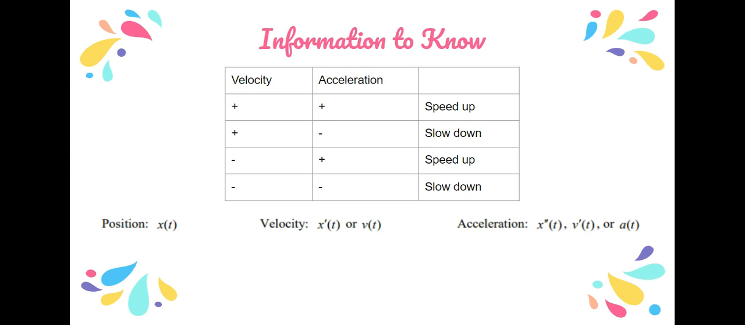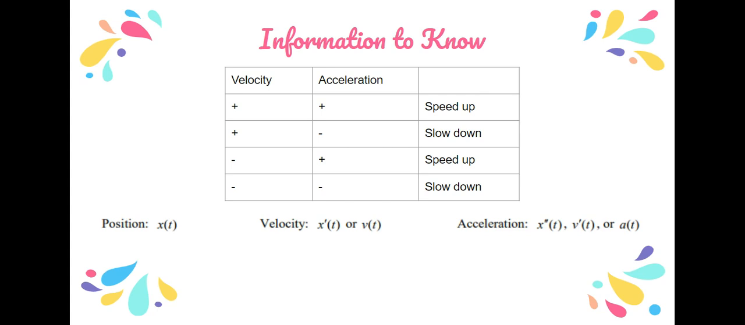Information to know: when velocity is positive and acceleration is positive, the particle is speeding up. When velocity is positive and acceleration is negative, it's slowing down. When velocity is negative and acceleration is positive, it's speeding up. And when velocity is negative and acceleration is negative, it's slowing down.